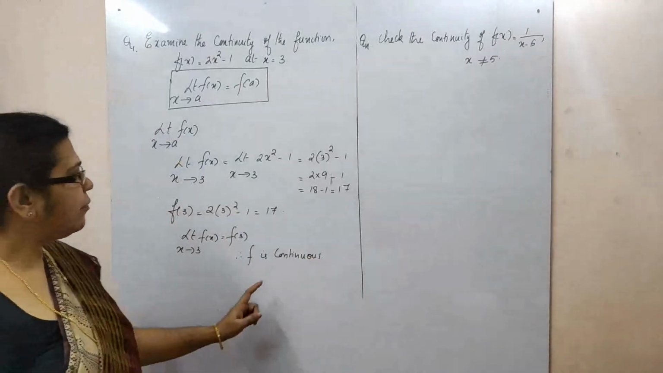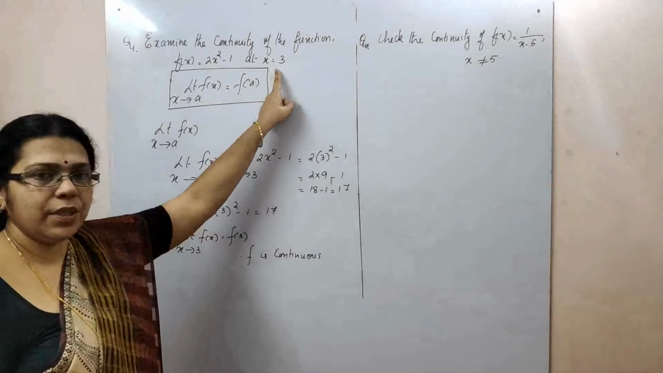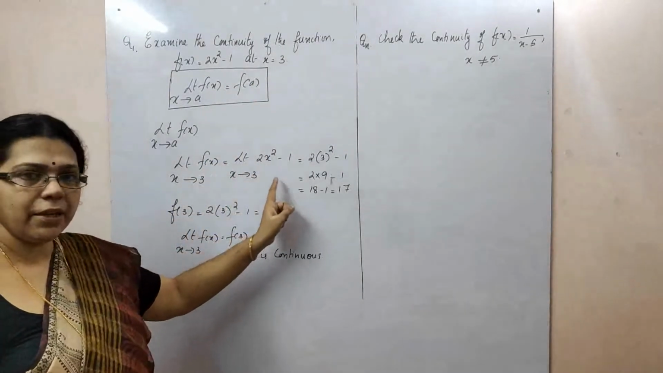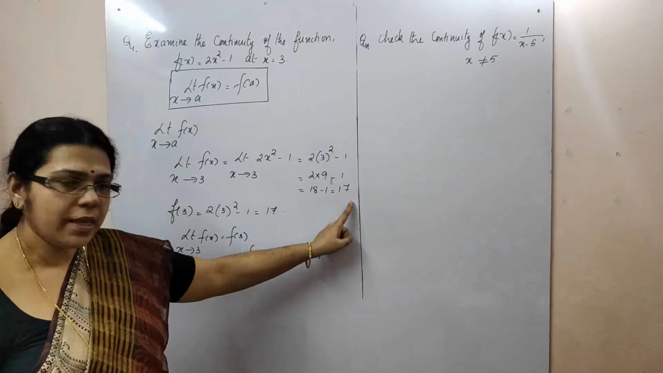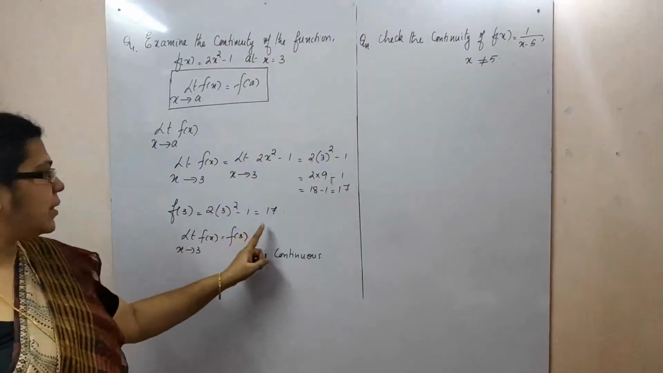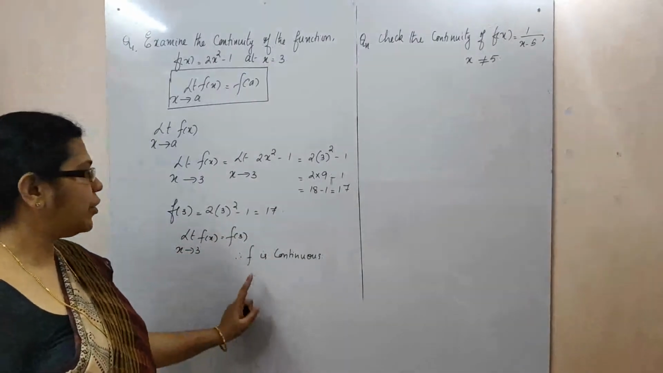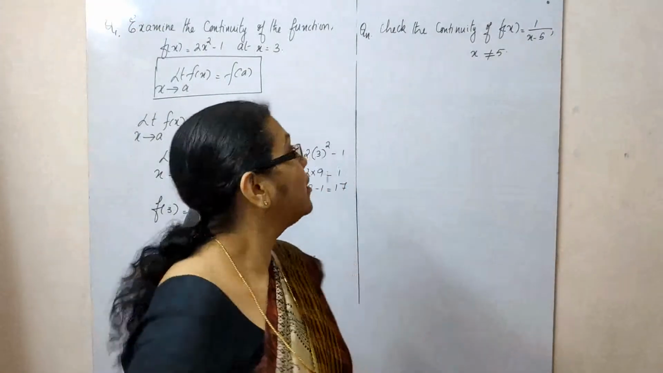To check whether the function is continuous at a point where x is equal to 3, I have limit x tends to 3 f of x. As the value of x tends to 3, the value of the function is tending to 17. And this is same as the value of the function at x is equal to 3. So the function is continuous. Okay. Now let's see the second question.